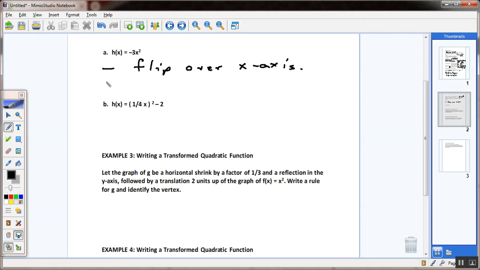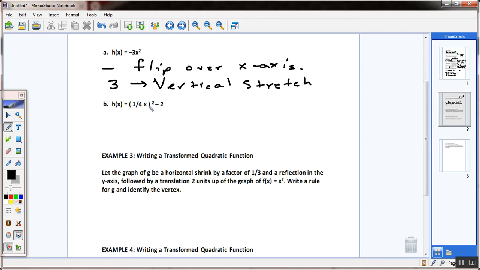What's the 3 do? Vertical stretch. Exactly. It's taking all the points and pulling them further away from the x-axis, so this will be a vertical stretch. We need to remember this kind of stuff. Vertical stretch means how far away you are pulling the points from the x-axis. Very good.